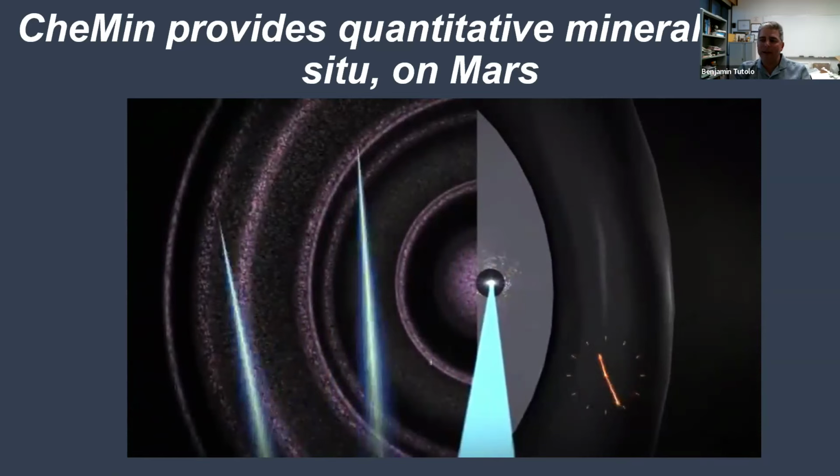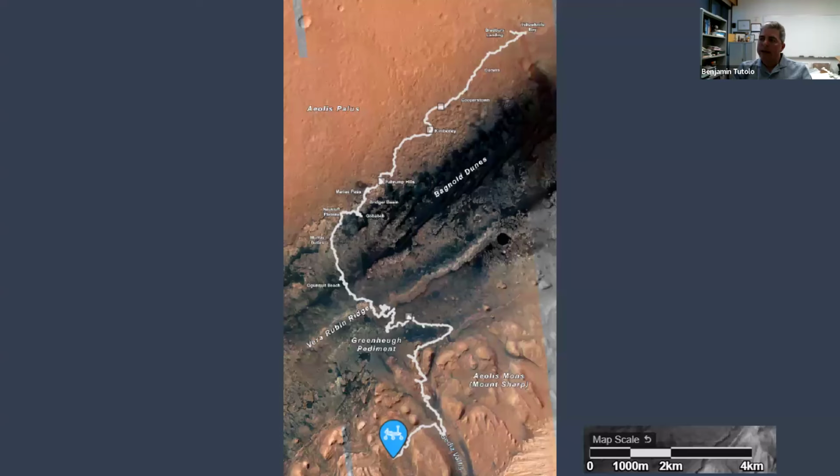Using advanced processing techniques, including Rietveld refinement, we can then get at the quantitative composition of the samples in terms of their mineralogy. So again, thinking about the rover traverse, we started down here in the base of the crater and have slowly climbed up to where we are today. This screenshot was just taken earlier today.